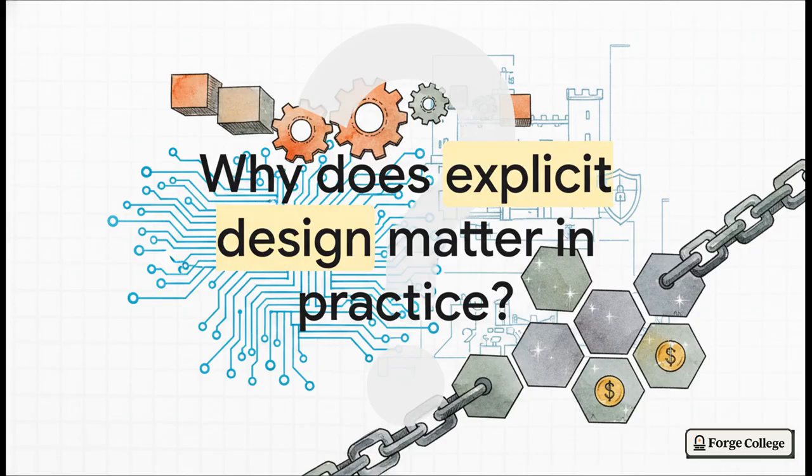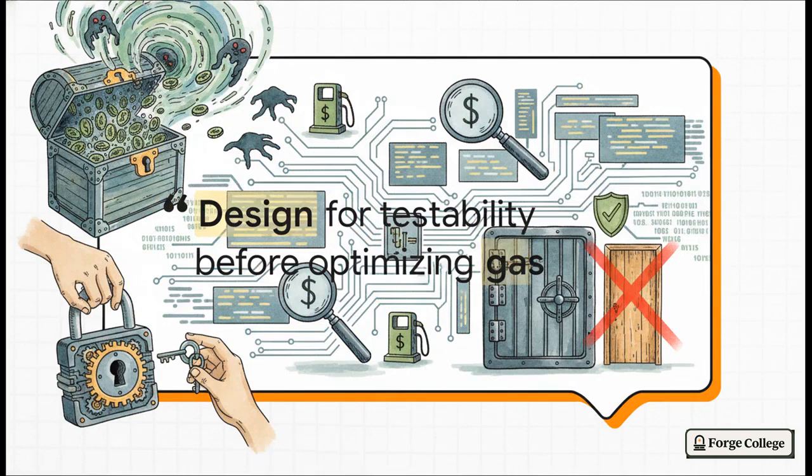So let's pause for a second and ask the ultimate developer's question: why does designing for explicit state transitions and clear testing actually matter so much in practice? I mean, if we're building on a blockchain where every single operation costs money, why wouldn't we just jump straight into optimizing all our code for gas from day one? Well, we don't do that because of this golden rule: design for testability before optimizing gas.